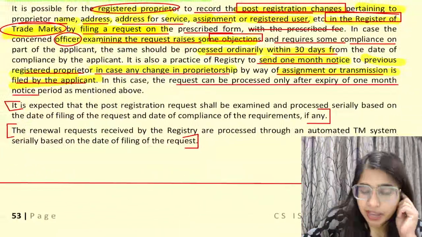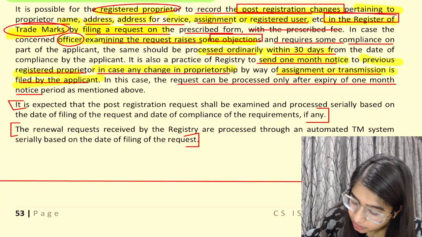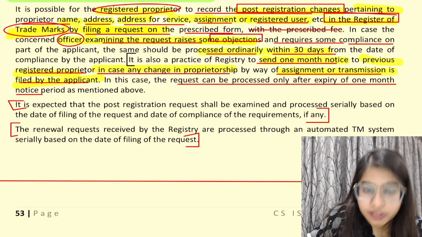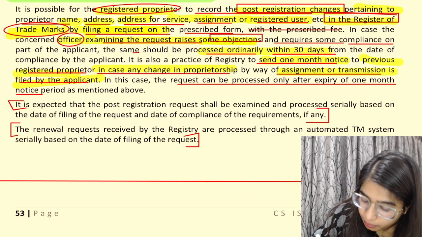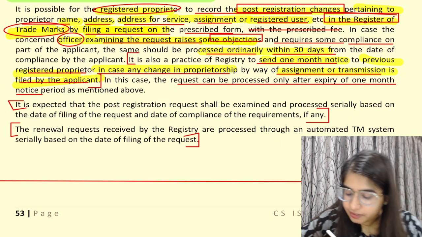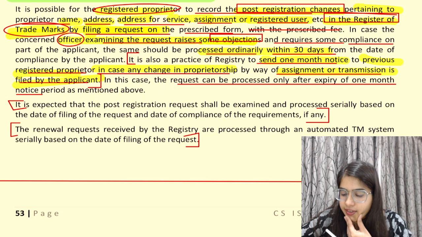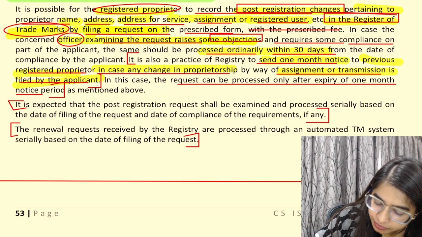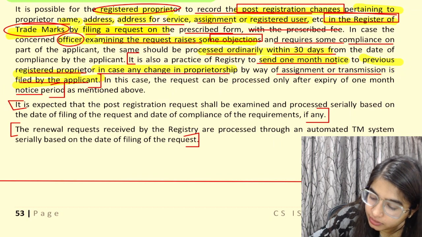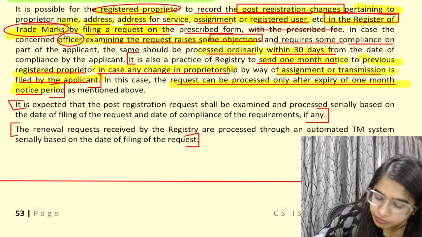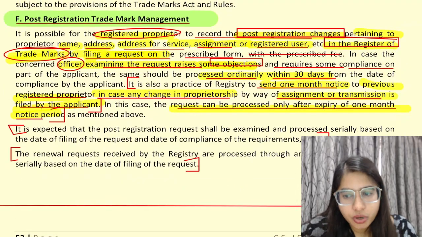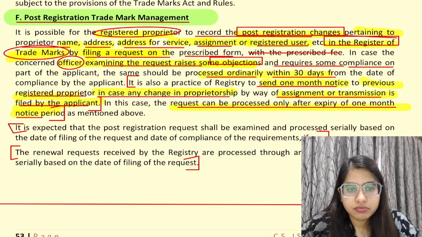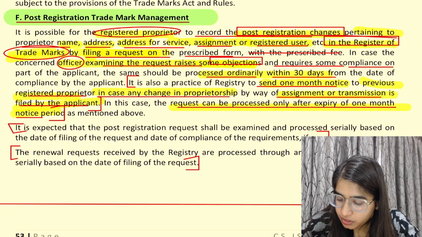Very nice line is given here. Please mark from here till here. Very nice line is given here. Yes, till here. One point is given here. What is the point, my dear?